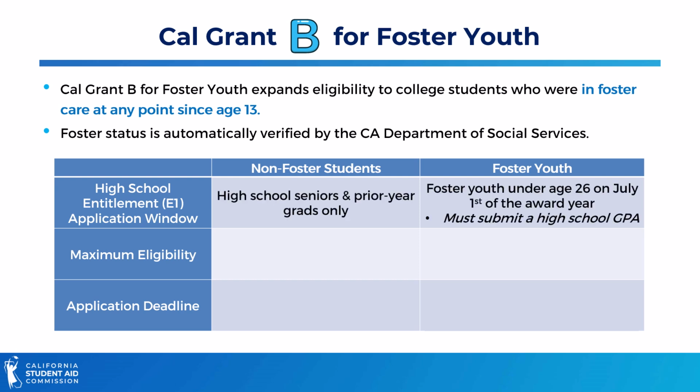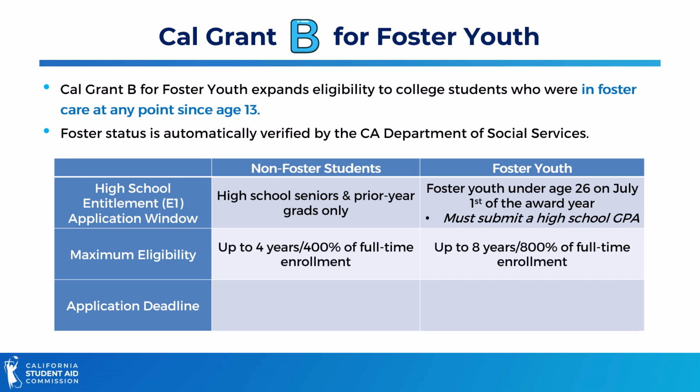One of the expansions for Cal Grant B for foster youth is that foster youth students are still eligible for the high school entitlement or the E1 award if they are under age 26 at the start of the award year when they submit a high school GPA. Non-foster youth students usually only have a 2-year window to qualify for the E1 award as a high school senior and prior year graduate, but foster youth students have a much larger application window.